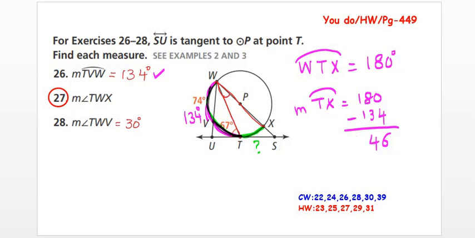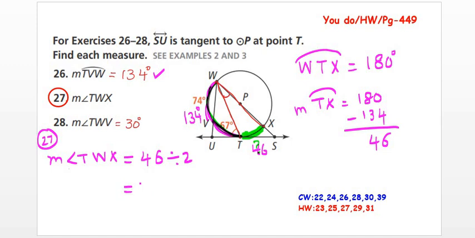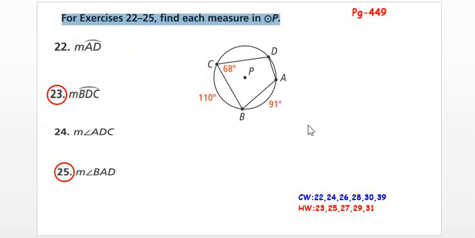That will be the measure of this green part, right? This one. So how much is this arc? It is actually 46 degrees. Let me write it over here. So this is 46 degrees. How can I get the angle that is inscribed? This is question number 27, the measurement of angle TWX. How can we find the inscribed angle? Using the intercepted arc. The intercepted arc is 46 divided by 2, so it's going to be 23 degrees. Clear?